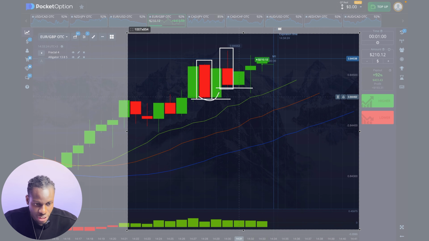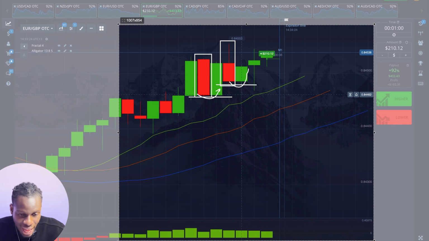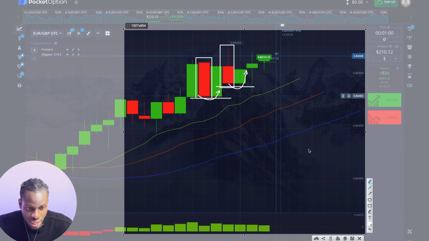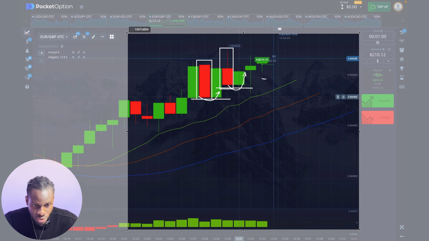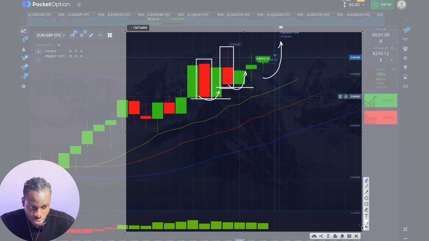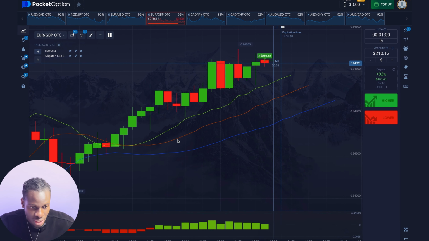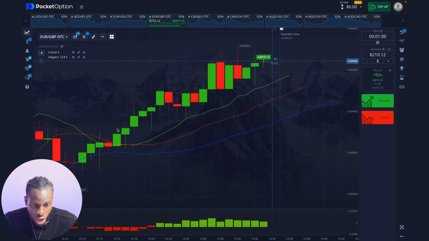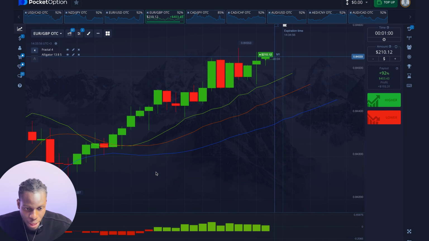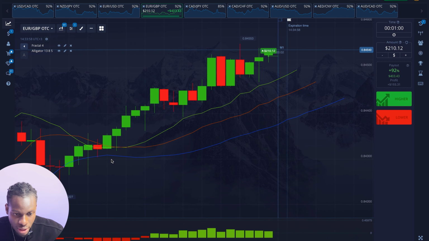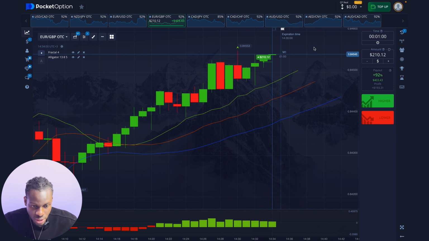You see the moving averages are all pointing upward, and the price has already crossed these levels. So the price has already crossed all these lines, the moving lines. So this is indicating a very, very strong upward momentum. Let's see how it closes.